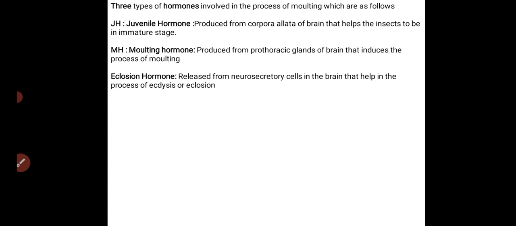There are three types of hormones involved in the process of molting, which are as follows: JH, that is juvenile hormone, produced from the corpora allata of the brain, which helps the insects to remain in the immature stage. Molting hormone, produced from the prothoracic glands, which induces the process of molting. Eclosion hormone, released from neurosecretory cells in the brain, which helps in the process of ecdysis or eclosion.